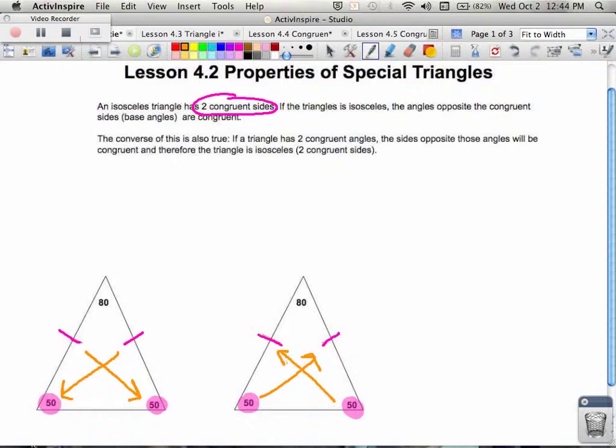So on the left was the first statement about two congruent sides in an isosceles triangle means you have two congruent base angles. And the converse is on the right-hand side, meaning if you have two congruent base angles, then you have two congruent sides in an isosceles triangle.